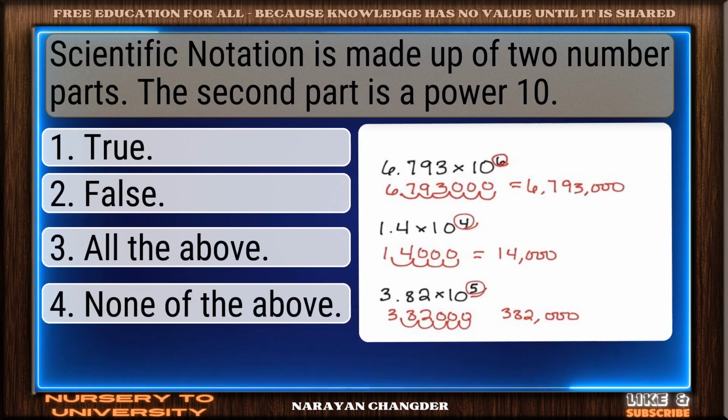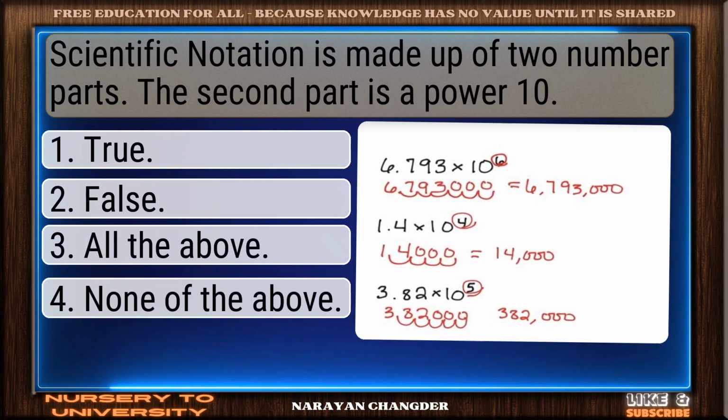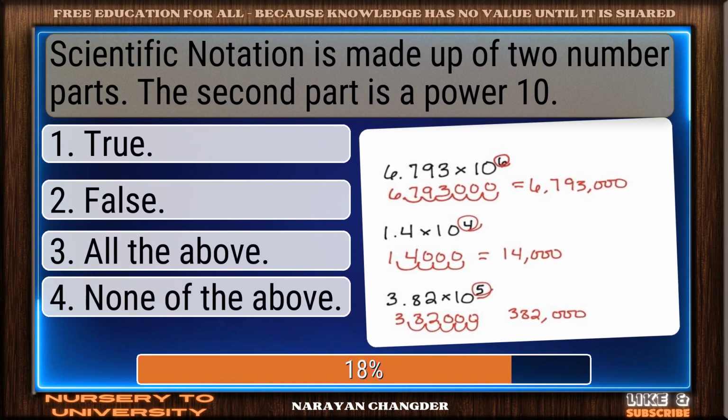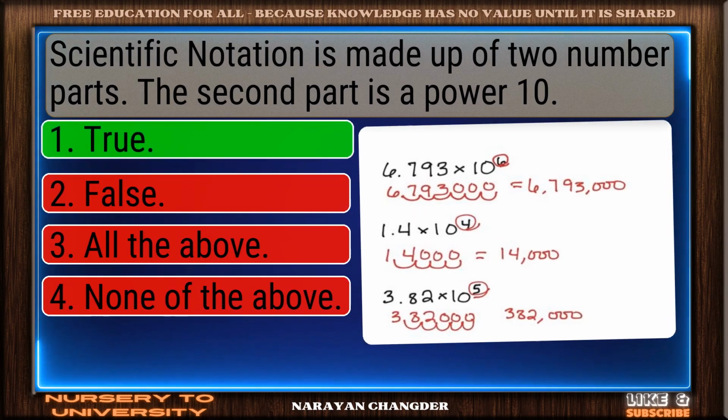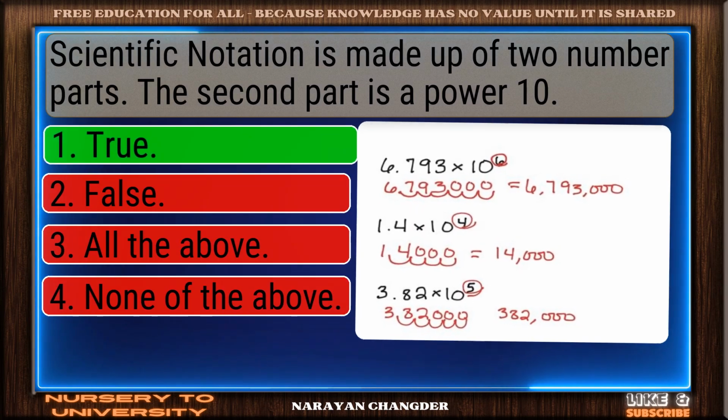Scientific notation is made up of 2 number parts. The second part is a power of 10. Well done. True is the right choice.